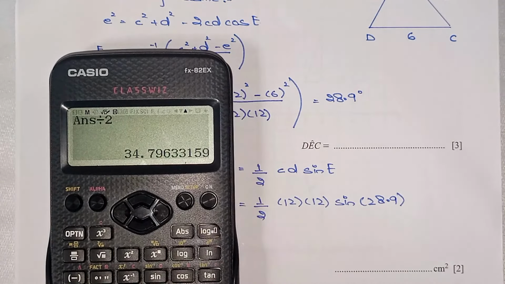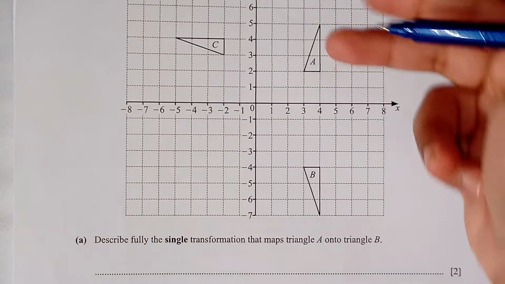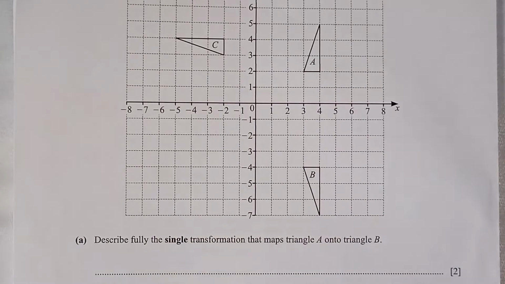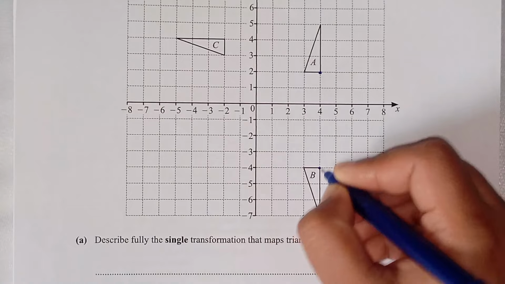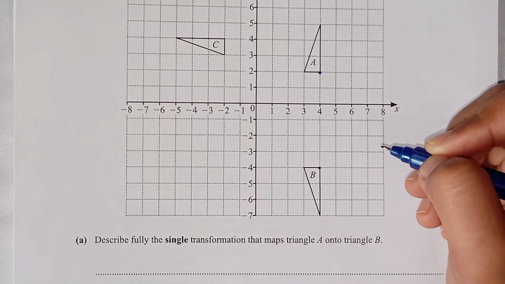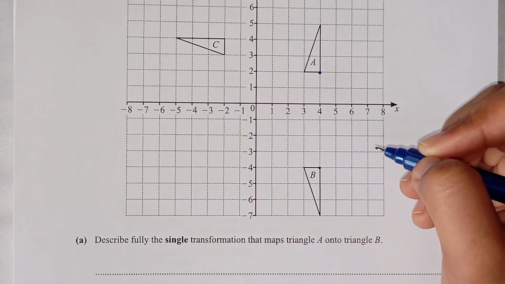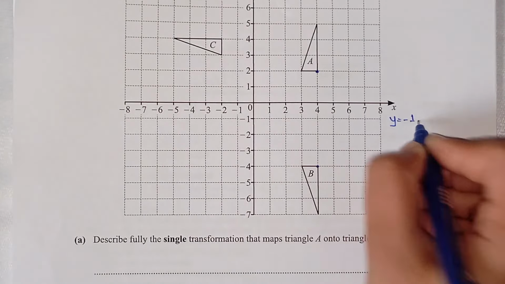Question number 11. In A part, describe fully the single transformation that maps triangle A onto triangle B. Okay, so as we can see, we have a triangle A and a triangle B. So it means A is a rotation of B. So this point of A would be this point on B. It would be 1, 2, 3, 4, 5, 6. And 6 divides 2 would be 3. So 1, 2, 3. So it is a reflection along a line y equals to -1.